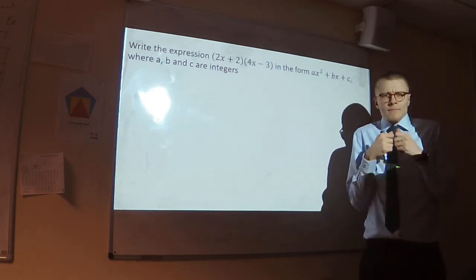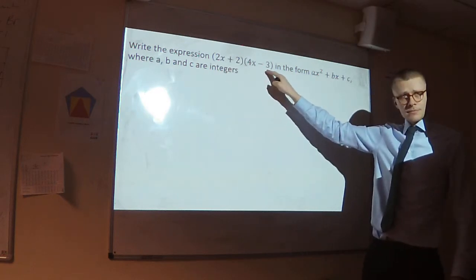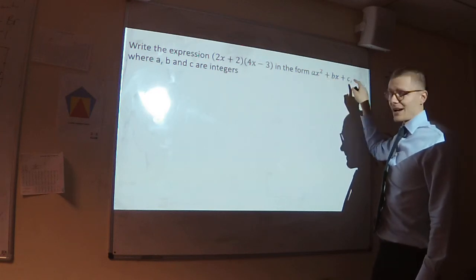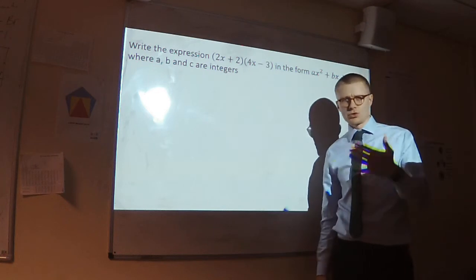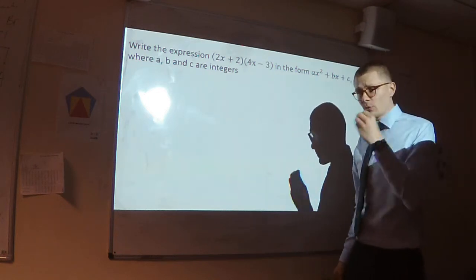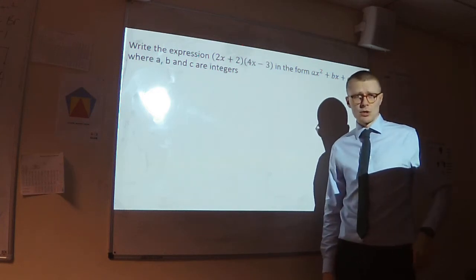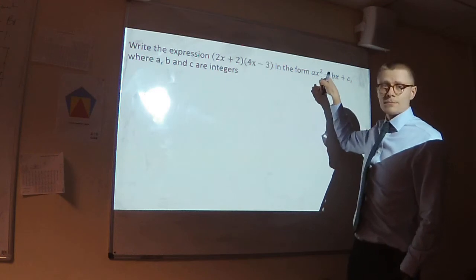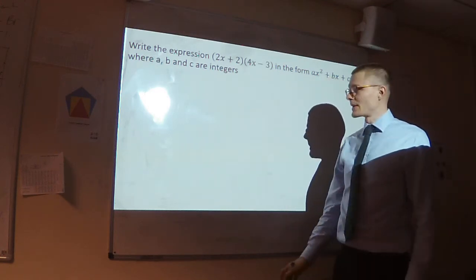This is new stuff, but all this is doing is saying that I can write this in a form where I've got x squared, x, and a number. A, b, and c are all integers. So if they're all integers, they're all just numbers. If we see a question like this, it's asking us to do the same thing as expanding. That's all it's asking me to do. If I've got two brackets like this and I'm saying I can write them in this form, all I need to do is expand it so I can find out what those numbers are.